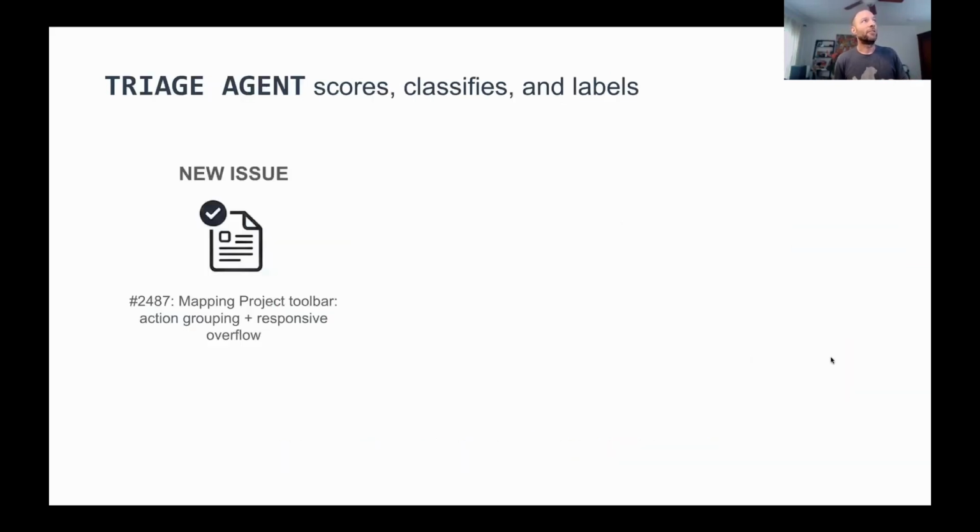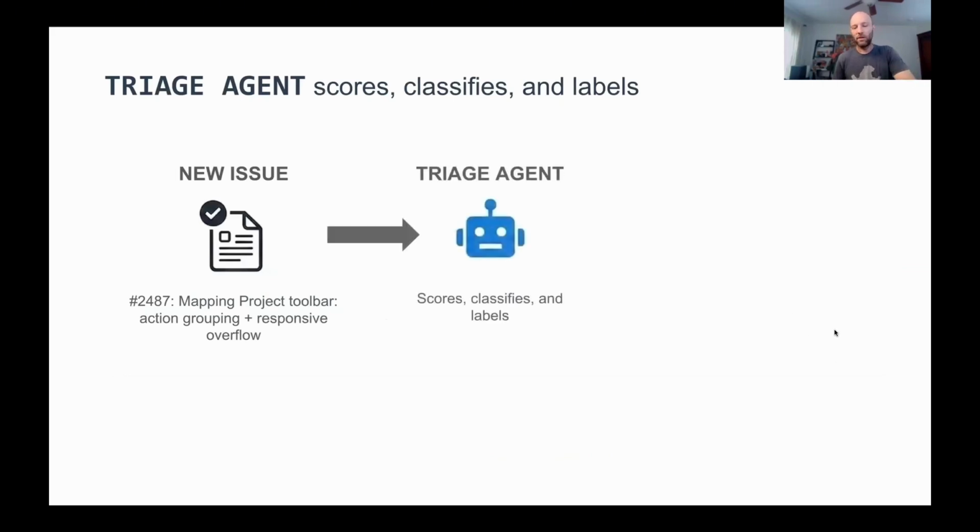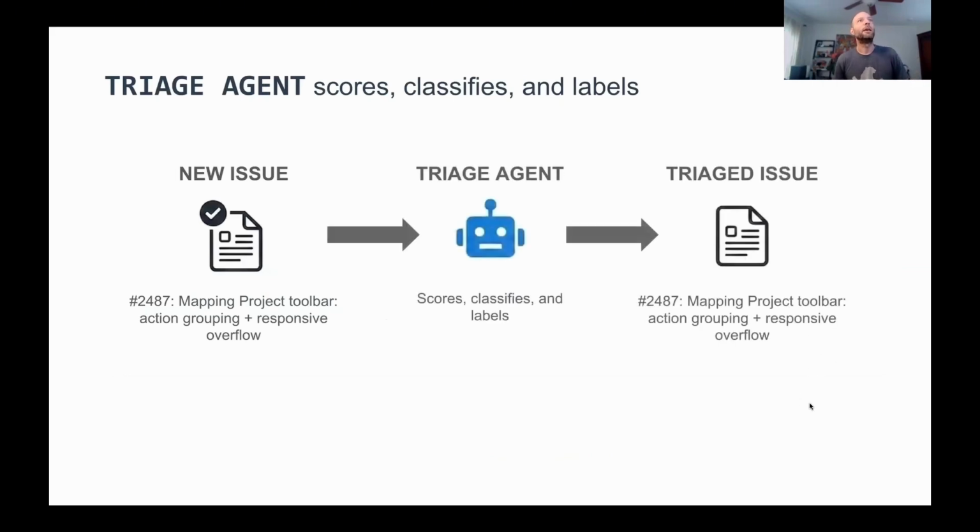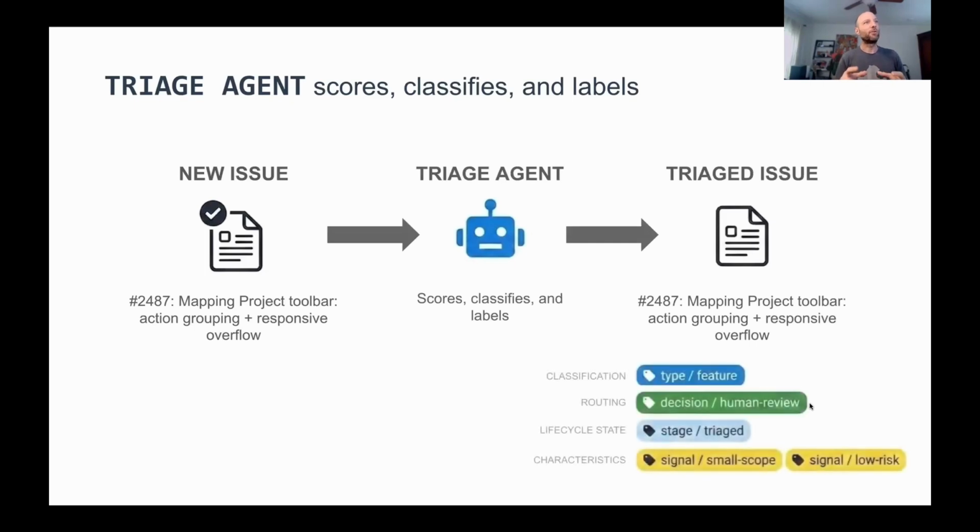I'll start with the triage agent. The triage agent scores, classifies, and labels. A new ticket comes in, it's not labeled, it's not classified. The triage agent processes it, and then we end up with a triaged issue that is classified. This is as a feature, it's routed to the appropriate target. So in this case, we're saying human review, and it has a life cycle state. We now track that it's been triaged, and it's tagged with different characteristics like its scope and risk.